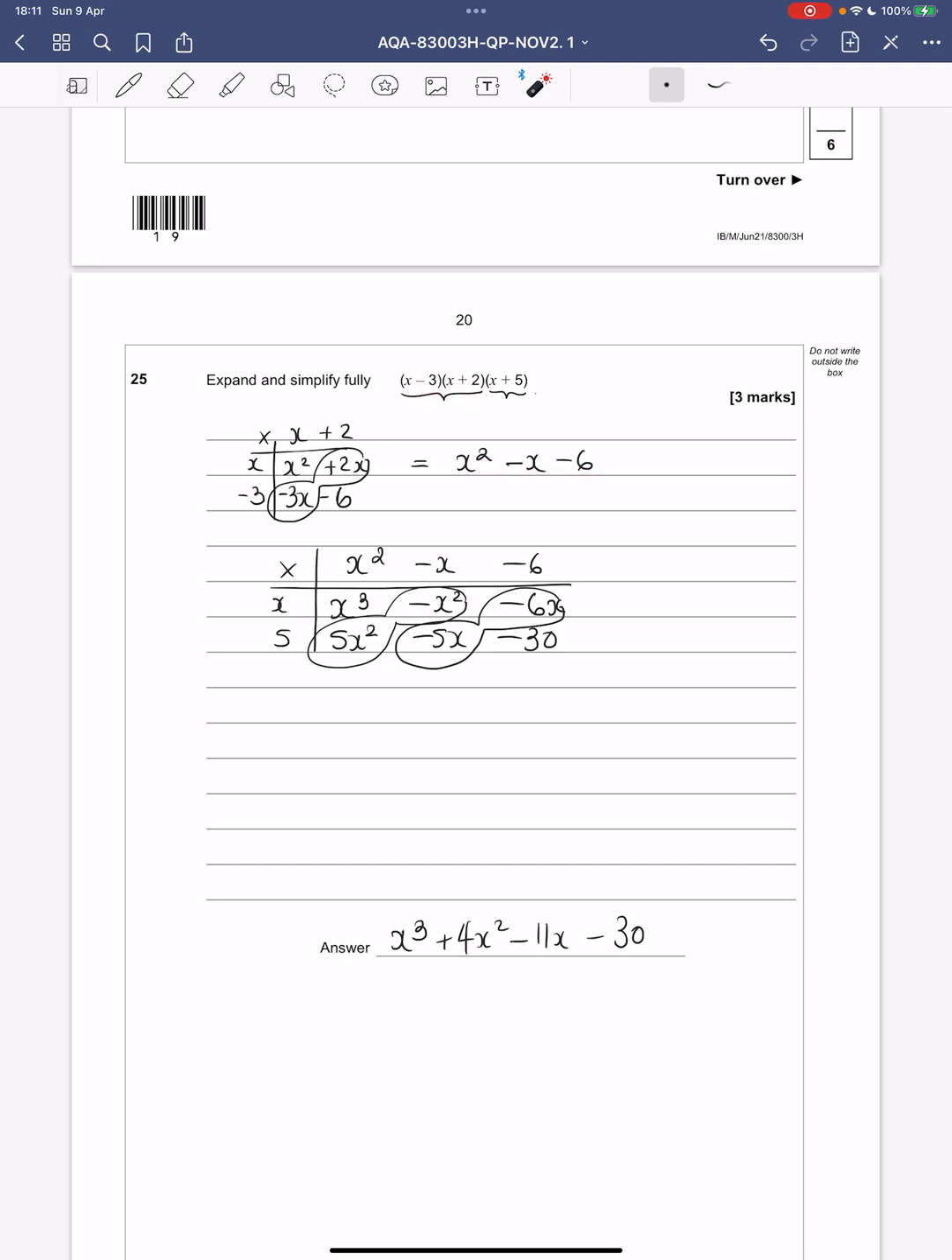I've got to multiply that answer by x plus 5. So it's x cubed minus x squared minus 6x. Then 5x squared minus 5x minus 30. The answer is x cubed. And there's the x squareds. Look, 4x squared, minus 5x minus 6x, minus 11x. That's minus 30.